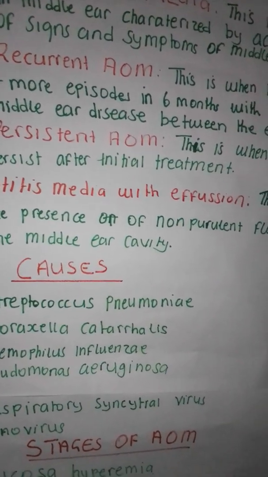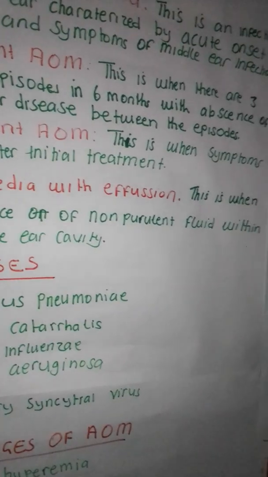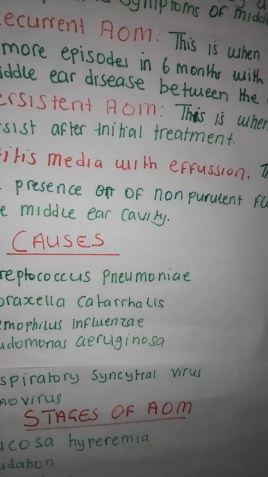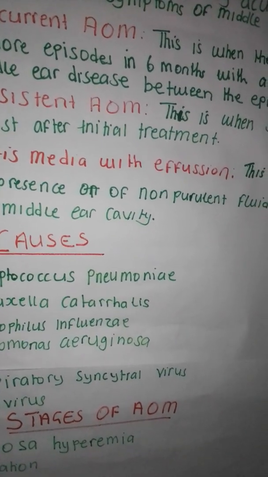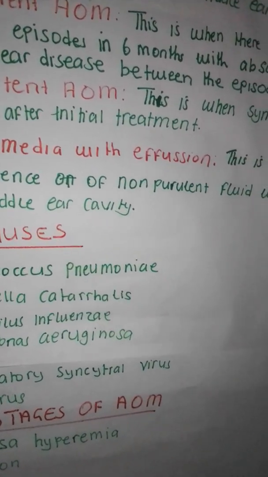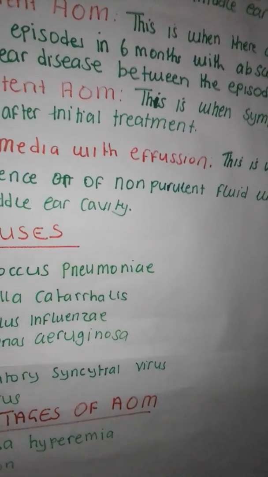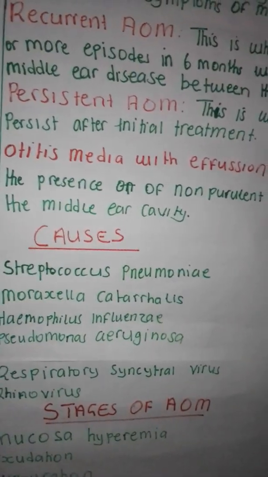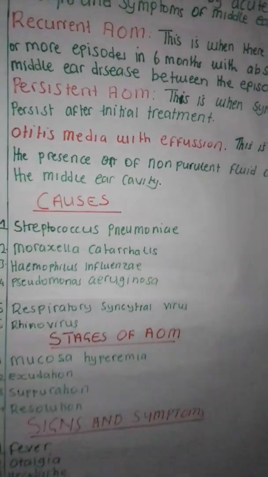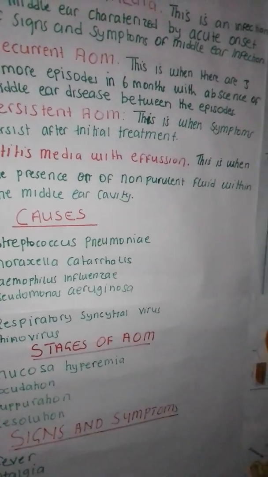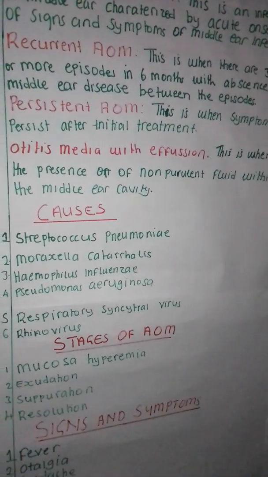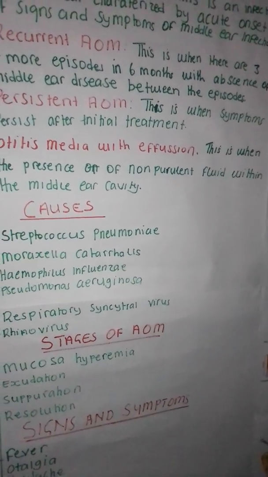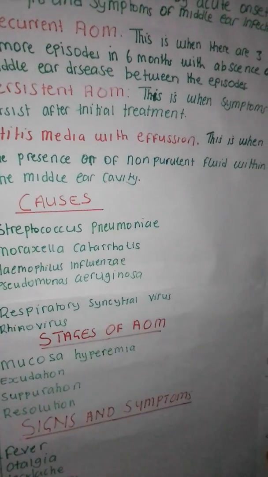Then you have persistent acute otitis media. This is when symptoms persist after initial treatment. Maybe a treatment has been prescribed and the course is finished, but the signs and symptoms persist. Then we have otitis media with effusion. This is when there is a presence of non-purulent fluid in the middle ear cavity.